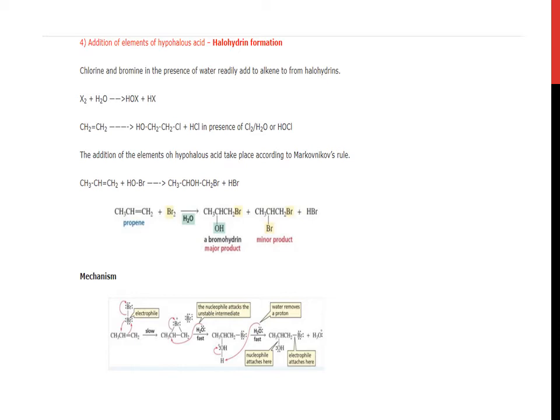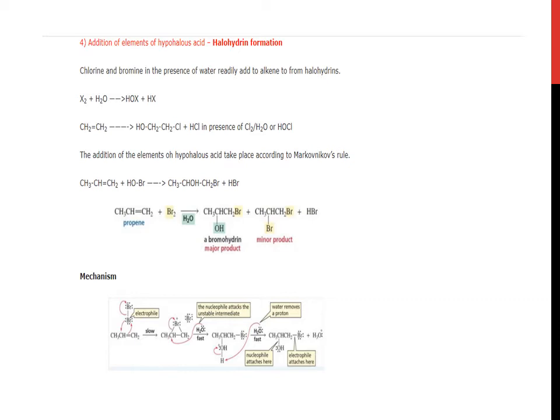CH3CH=CH2. Now it is an unsymmetrical alkene reacting with hypohalous acid HOBr. It gives CH3CHOH CH2Br and HBr. Take an example of propene.